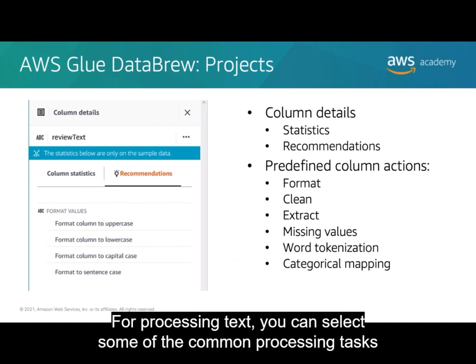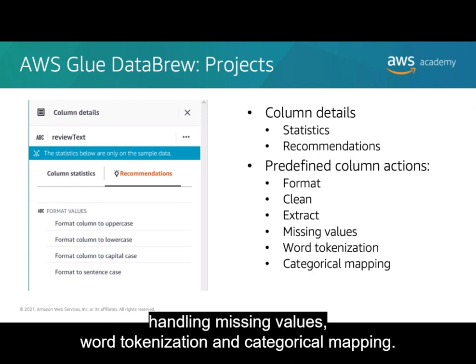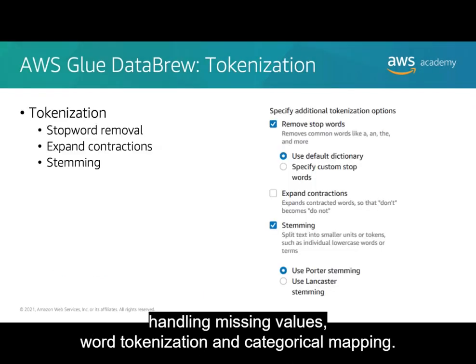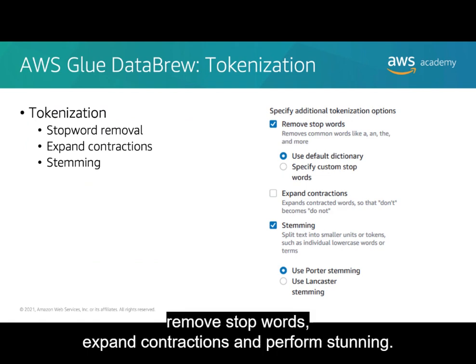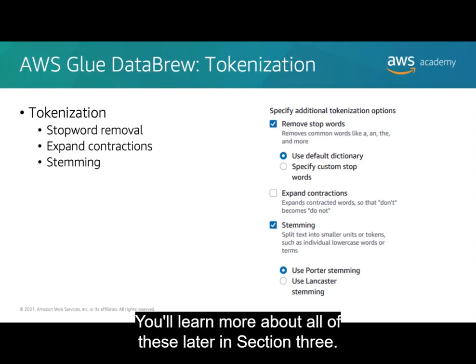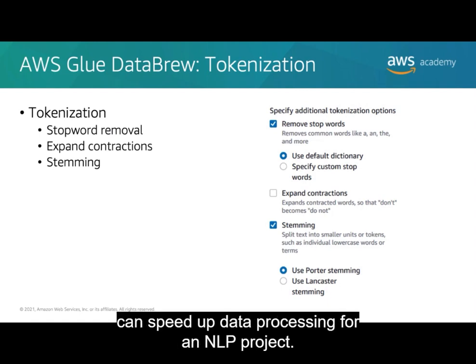For processing text, you can select some of the common processing tasks you'll learn about in this module, like formatting, cleaning, extracting, handling missing values, word tokenization, and categorical mapping. AWS Glue DataBrew can also tokenize text, remove stop words, expand contractions, and perform stemming. You'll learn more about all of these later in Section 3. These tasks are all done without code and can speed up data processing for an NLP project.